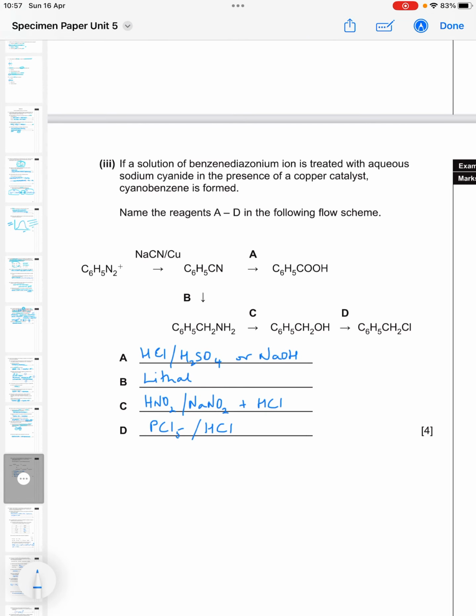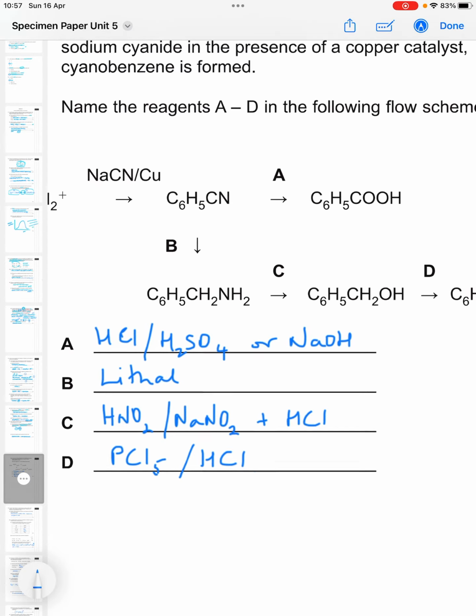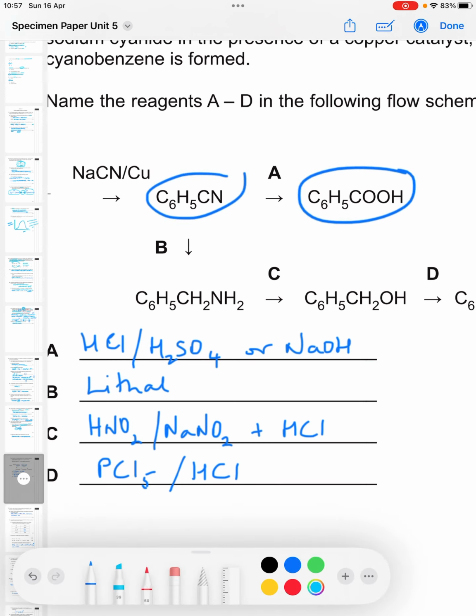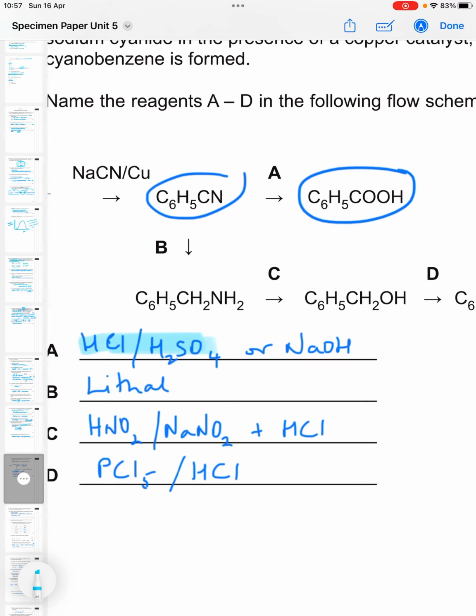Okay, next, if a solution of benzene diazonium ion is treated with aqueous sodium cyanide in the presence of a copper catalyst, cyanobenzene is formed. Name the reagents A to D in the following flow scheme. So, first of all, A, we've got this nitrile going to an acid, so that's going to be an acid, HCl or H2SO4, or you can have sodium hydroxide. Then in B, we've got the nitrile going to an amine, so that's going to be LiAlH4.